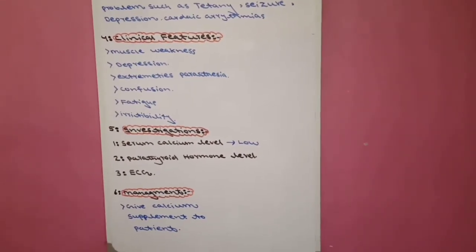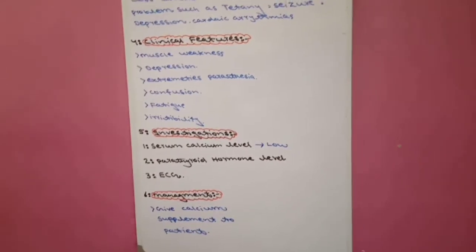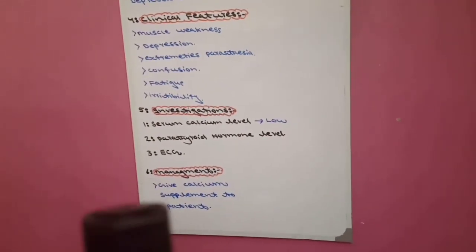Now come to investigations. In investigation, we basically do three investigations. Number one, serum calcium level. In hypocalcemia, serum calcium level will be low. Second, parathyroid hormone level. The parathyroid hormone level may be low, may be high, may be normal. The third investigation is ECG. Why do we do ECG? We do ECG for cardiac arrhythmias. Now come to management. In management, we simply give calcium supplement to the patient.